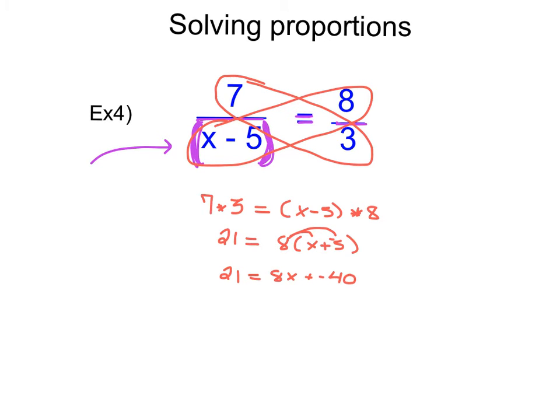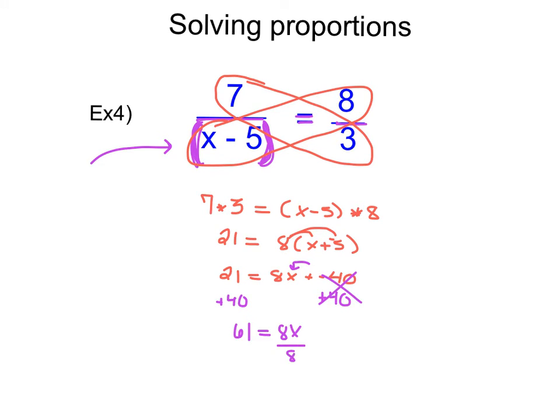So now I just have a two-step equation. My goal is to get this x value here by itself. In order to do that, I need to think about what I need to undo first. And using my knowledge of solving equations from earlier in this class, remember we're undoing order of operations in reverse. So I'm going to add 40 to each side. So this becomes 61 is equal to 8x. Then I need to get x alone by undoing that multiplication.